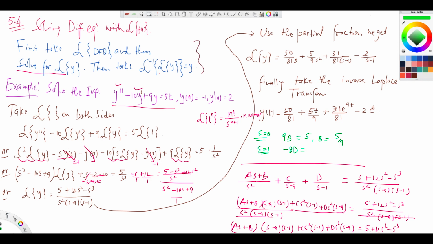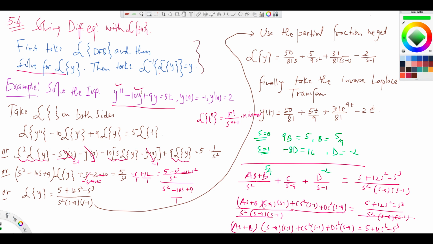So it will be 5 plus 12. 17 times 1, so 12 times 1 is 12, minus 1 is 11, right? So this is 11 plus 5 is 16. So 16. So what do you get? You get d equals negative 2. You see that? So I got b equals 5 over 9, d equals negative 2.